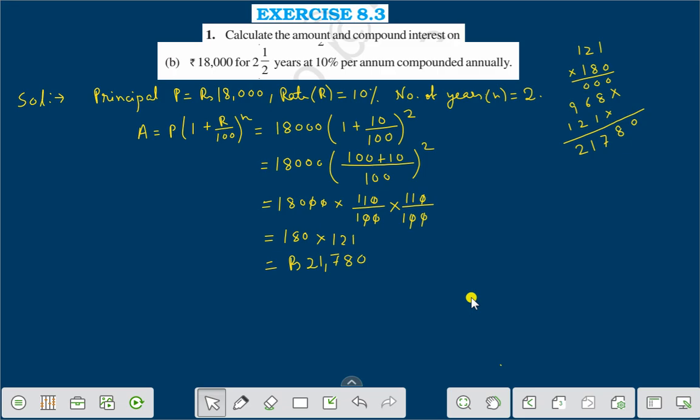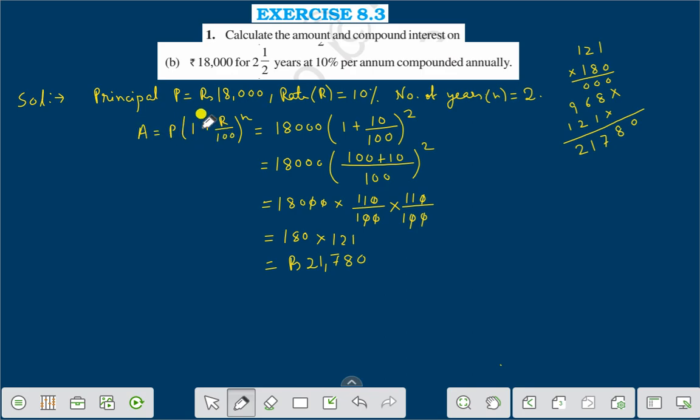Calculate the amount and compound interest on rupees 18,000 for 2.5 years at 10% per annum compounded annually. Here you see that principal P is rupees 18,000, rate is 10%. First we will find for 2 years, and after that for half a year, that is simple interest for half a year.